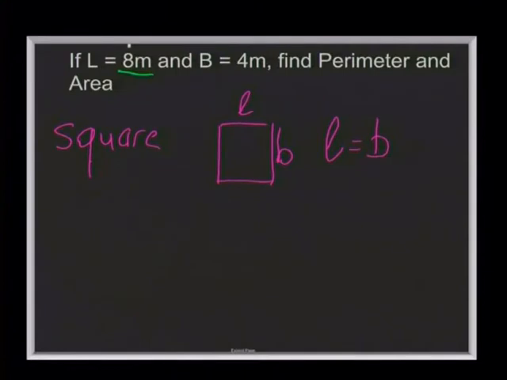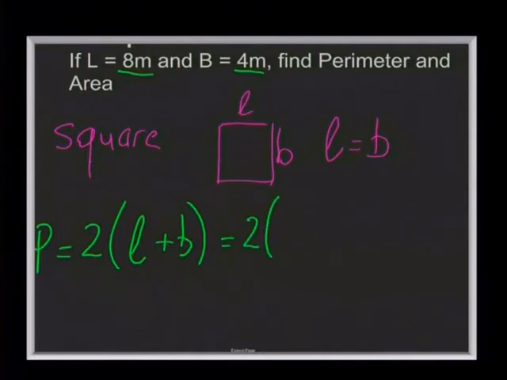So let's try to do an example with the perimeter. If my length was 8 meters and my breadth was 4 meters, how am I going to find the perimeter? My first step, I'm always going to write out my formula. So my perimeter was 2 times the length plus the breadth. And now let's substitute in the values. My 2 stays, it's part of the formula. My length was 8 meters and my breadth is 4 meters.